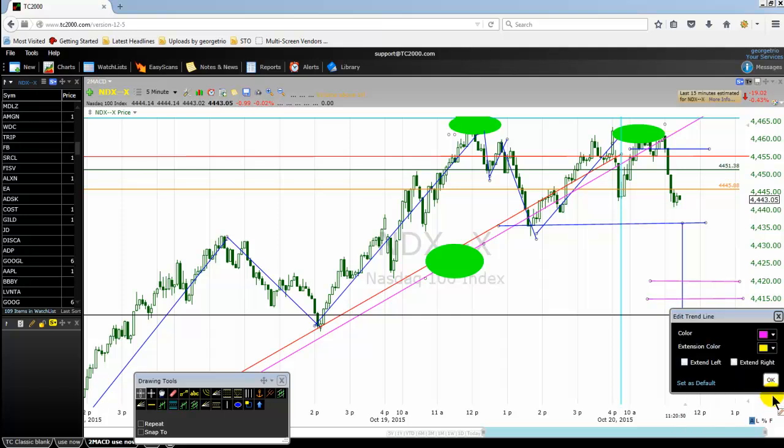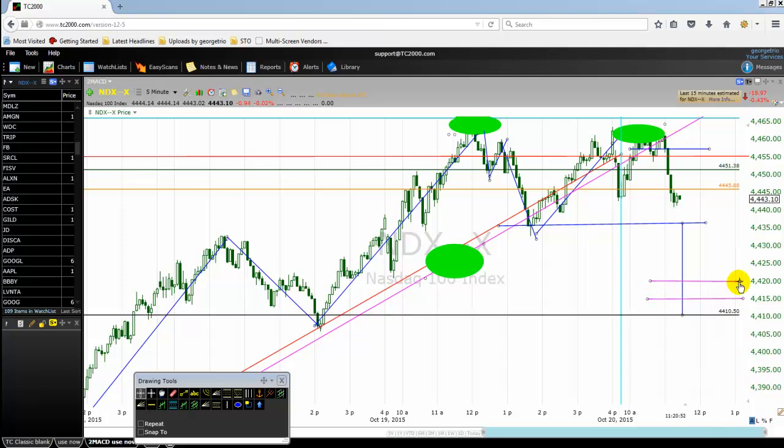Now where are we? Here we are. So for the first trade, you remember the first trade that I took at 4445, I will take my profit when the price reaches this level, 4420. All right.